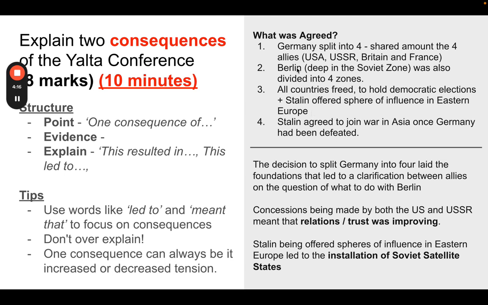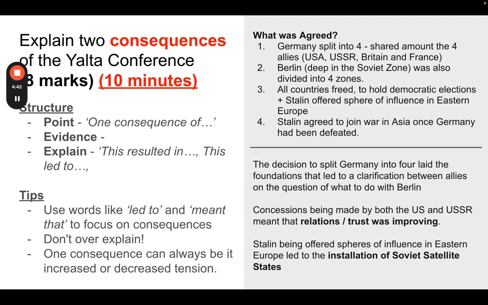It was all very, very nice and good. Now, the 4 things that were agreed: we have Germany being split into 4, we have Berlin being split into 4, we have all countries which would be freed from Nazi Germany having the opportunity to hold democratic elections, but at the same time Stalin was offered a sphere of influence in Eastern Europe. And then finally Stalin agreed to join the war in Asia once Germany had been defeated.